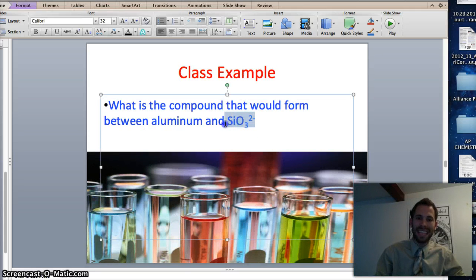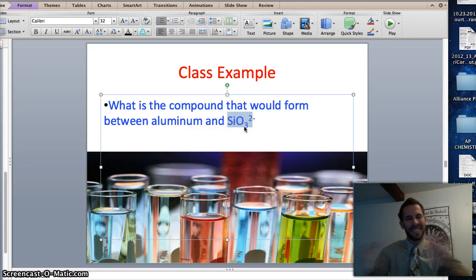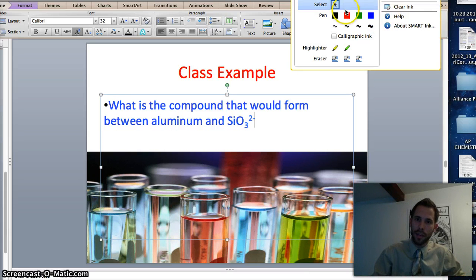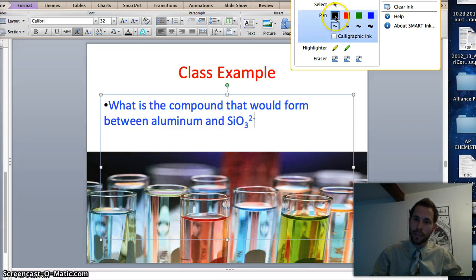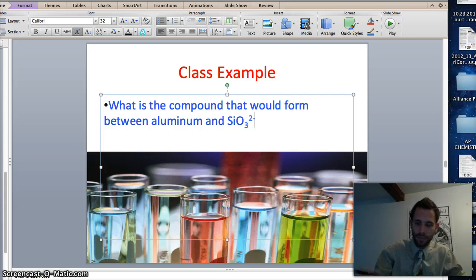Here, we have SiO3, 2-. Now, this right here is stuck together. You cannot separate those 2. So the easiest way to do it is to just write parentheses around them. You keep the charge, the superscript, outside of the parentheses, and it would look like this. We can rewrite it as (SiO3) 2-. And see how they're stuck together? We keep them stuck together just like that.